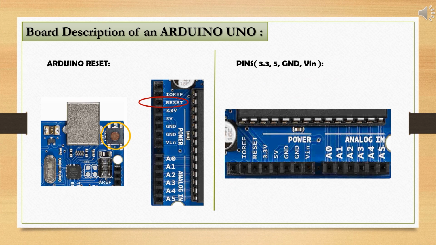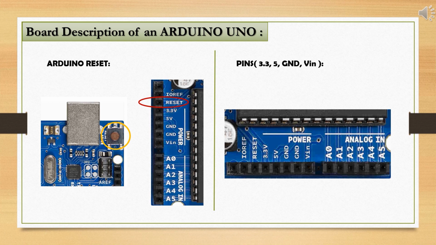Arduino reset. Guys, you can reset your Arduino board by using this reset option. Reset in the sense you're clearing the previous program on your board and reprogramming your board again. You can reset the UNO board in two ways. First, by using the reset button on the board. Second, you can connect an external reset button to the Arduino pin which is labeled on the board.